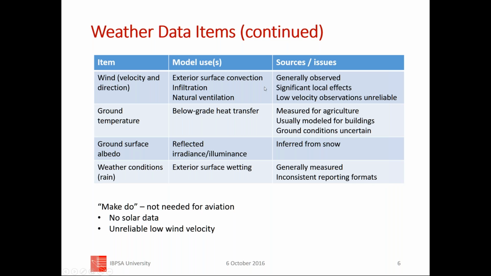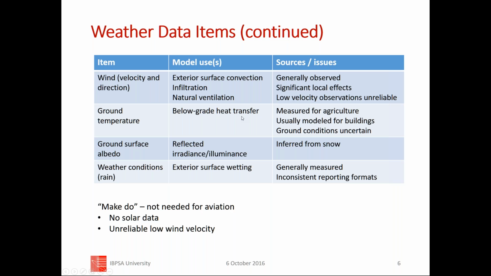Wind velocity and direction are needed for exterior modeling and for natural ventilation. It's generally observed, but there are significant local effects: wind, both direction and velocity, in the urban setting will be very modified compared to, say, an airport. And also low velocity observations are typically unreliable.